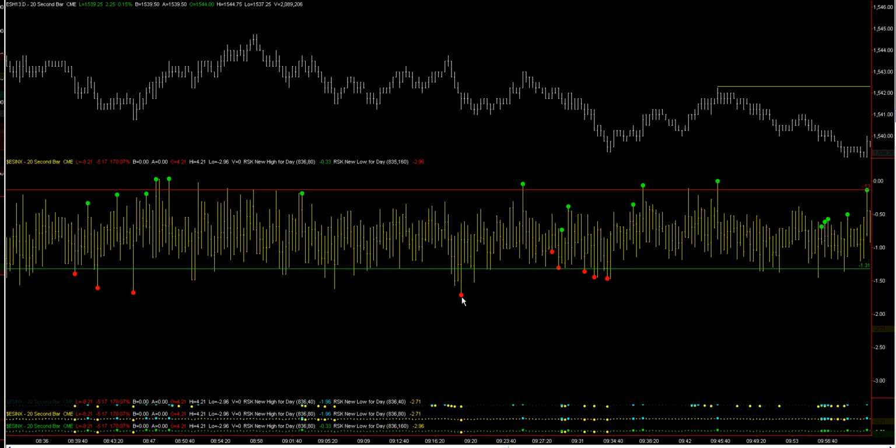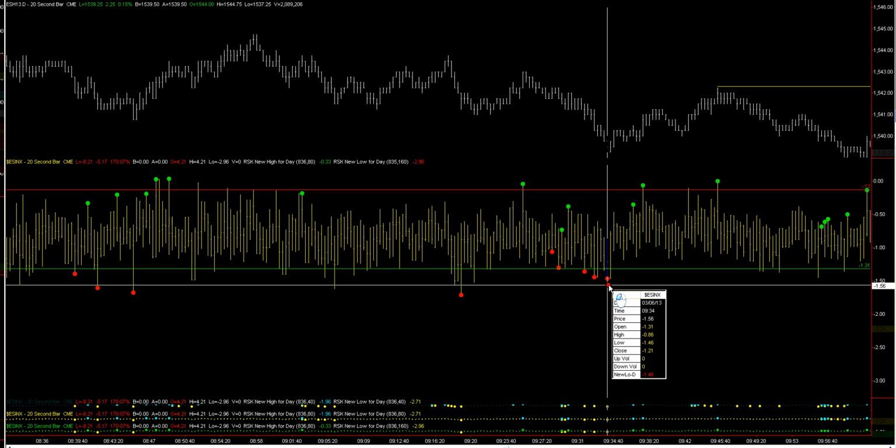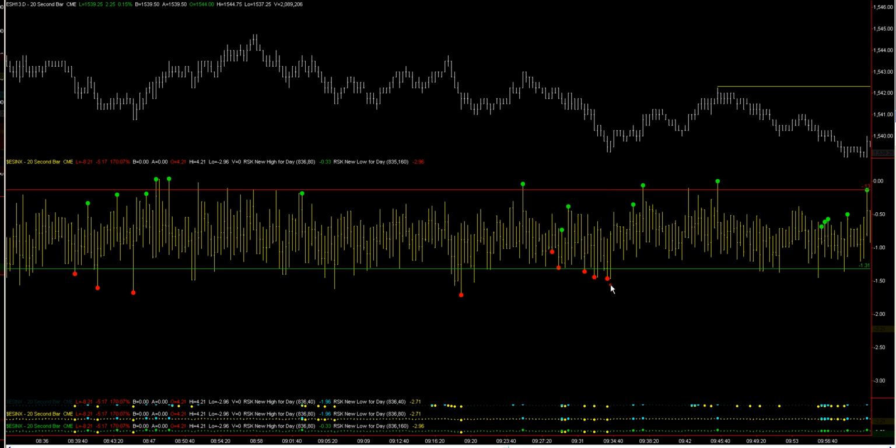It's not as low as here, that's okay. But there's no divergence here, not really. These are two equal lows. That doesn't forecast anything. So if anything, we just need to sit tight. This is not a time to take a trade.